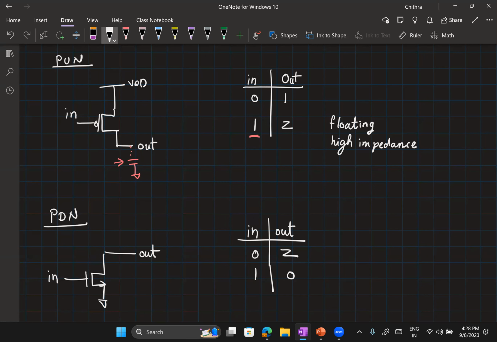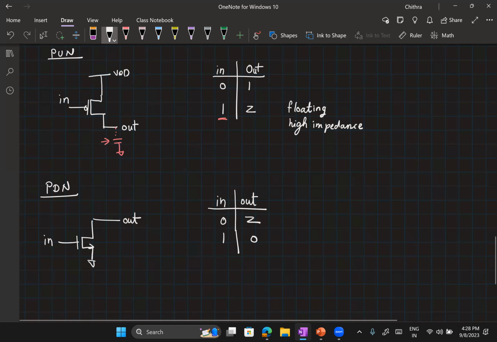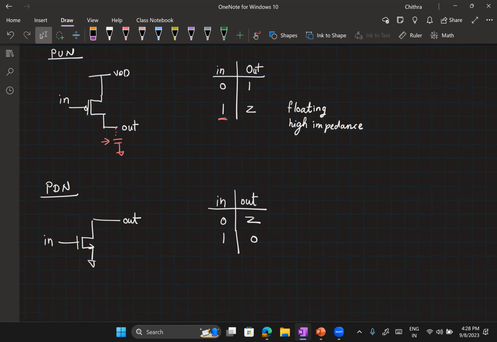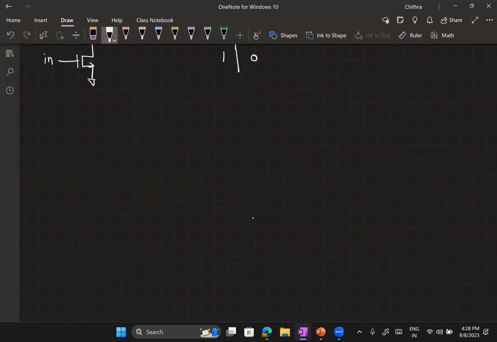Now there are two scenarios, right? The pull-up network can either have a definite output, or the output could be high impedance, right? That is, the pull-up network could be on or off. Similarly, the pull-down network can also be on or off. So let's put all four cases together. The pull-up network can be off, or it can be on. Similarly, the pull-down network can also be off, or it can be on.